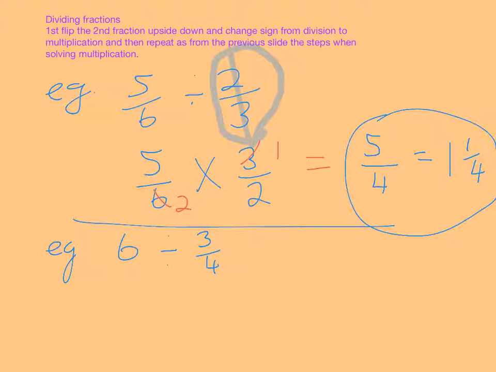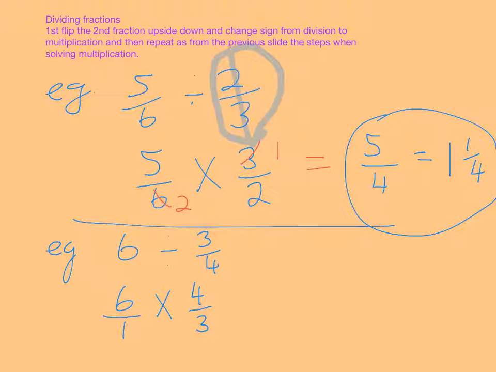This time we've a whole number 6 divided by 3/4. So again, I change the second fraction upside down. So the second fraction is 3/4, so it's going to be 4/3, and change the sign in the middle to multiplication. Now 6 on its own is actually 6/1, but you don't see the 1 because 1 into 6 goes in 6 times, and that's why it's just left as a 6 on its own.